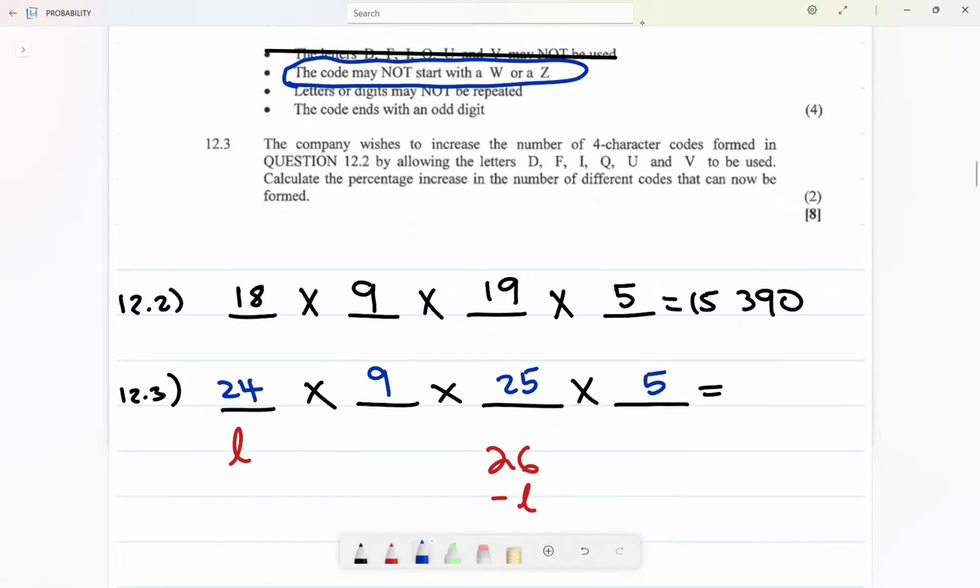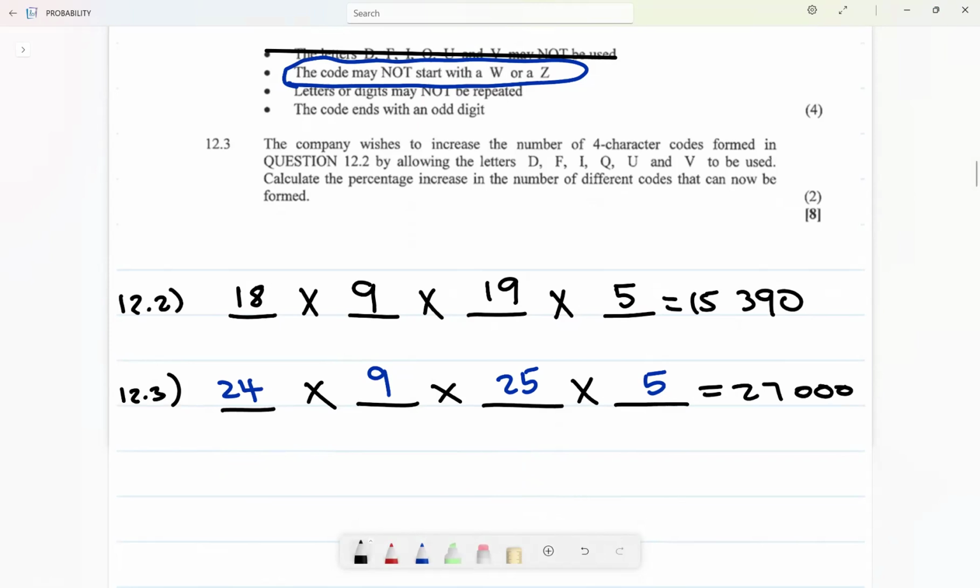So can you see? It's not that difficult, guys. It's just a beautiful process. And then you get a total of how much? 24 multiplied by 9 times 25 times 5. It is 27,000.